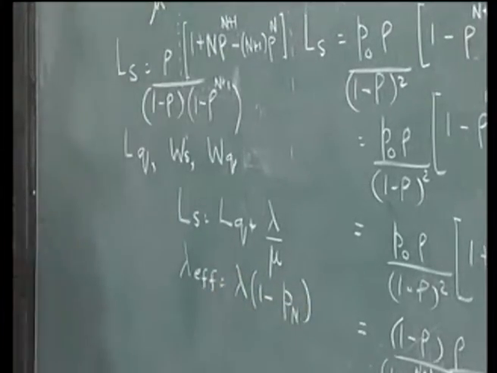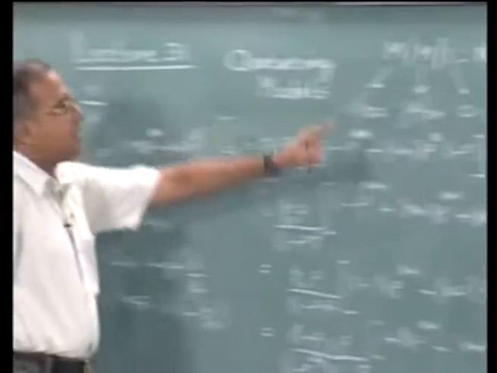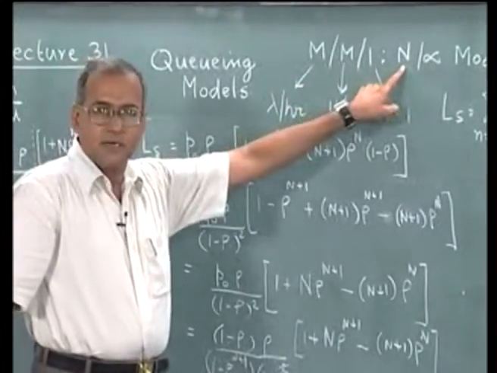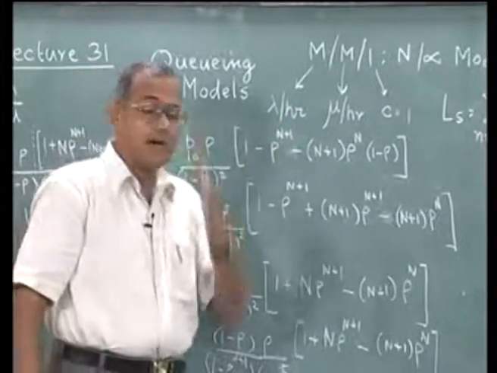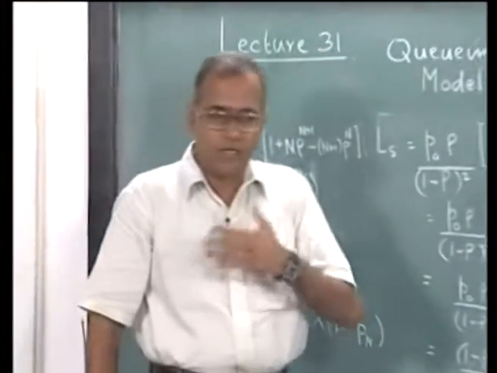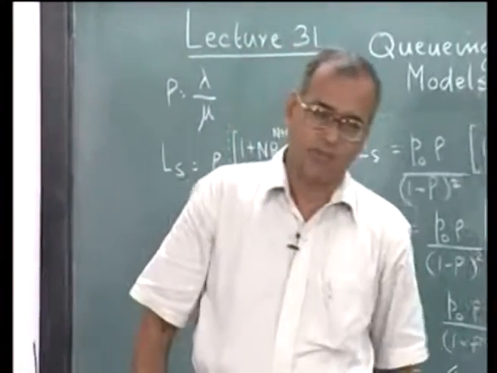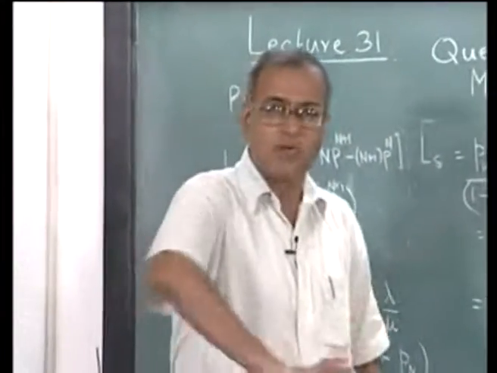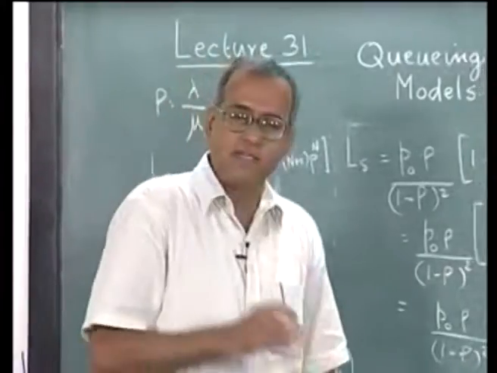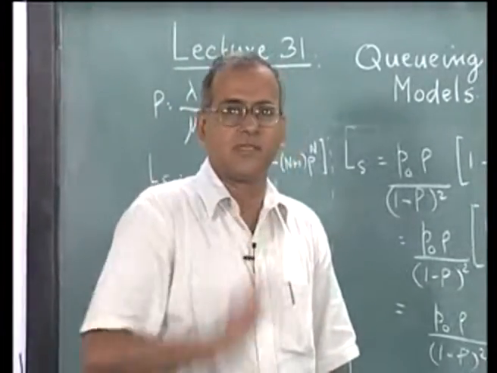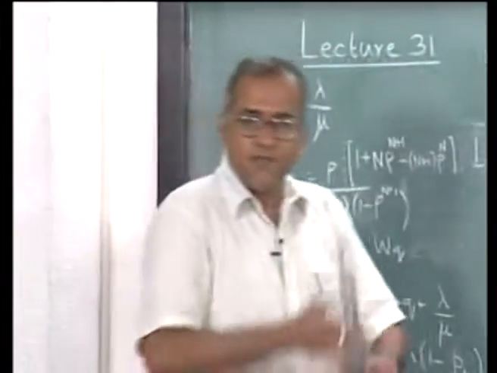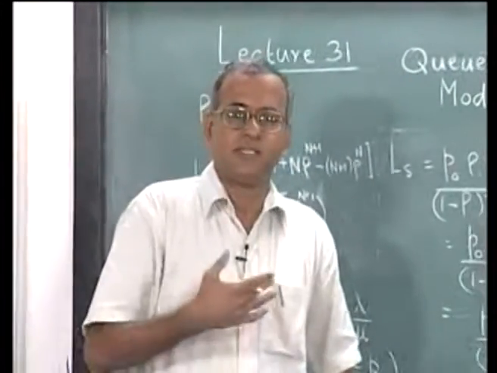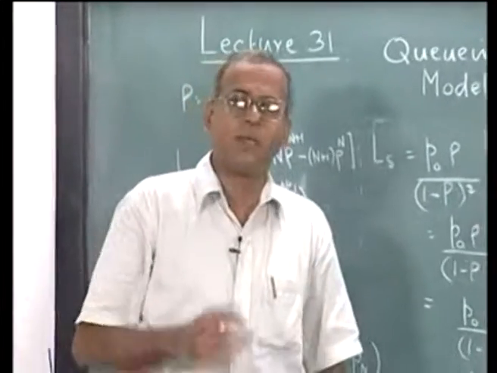Now, what is this lambda effective? Because we have a finite restriction on the queue length, we are going through what is called a forced balking. For example, if a customer comes and finds that there are already N people in the system, then the person balks, which means everyone who is coming in does not join the line. So, some people leave.